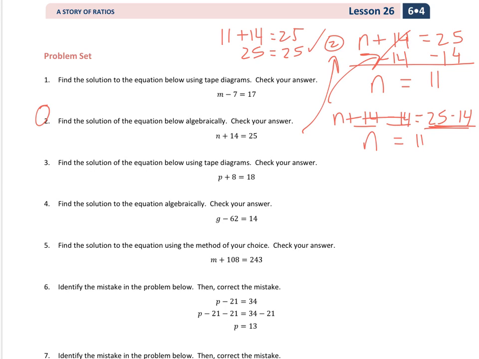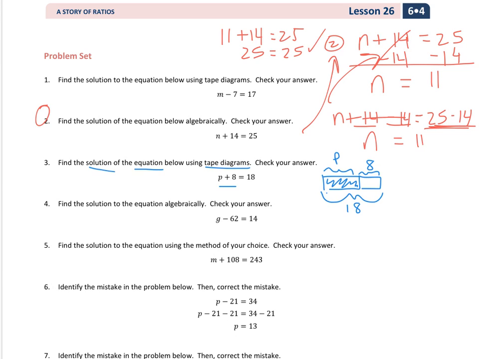Let's take a look at 3, because there's a tape diagram involved, and I want to show one with the tape diagram. Find the solution of the equation below using a tape diagram. Check your answer. I'm going to show a check very similar to what I did up above. I see I have p plus 8. So I'm going to draw a box to represent p. And then if I add in 8, it will equal 18. So I'm missing a part here.